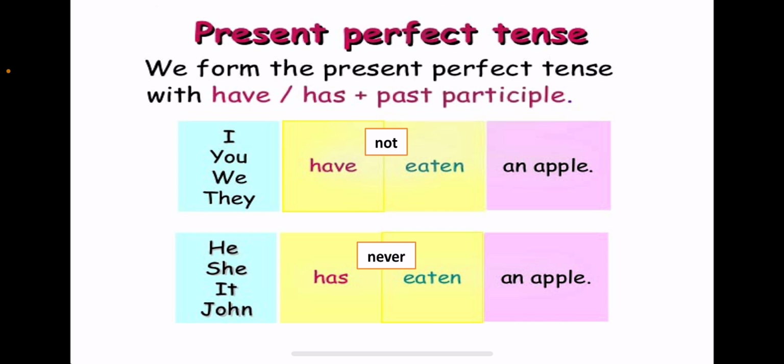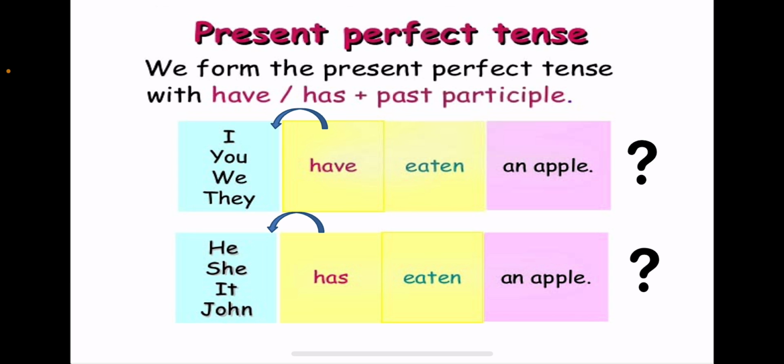And for questions, we just change the position of the auxiliary have or has. We put have or has at the beginning, and we change the position with the subject, and we say, have you eaten an apple? Have you ever been in love? Have you ever traveled abroad? Yep. Has she eaten an apple? And that's how we create questions with the present perfect to talk about experiences.